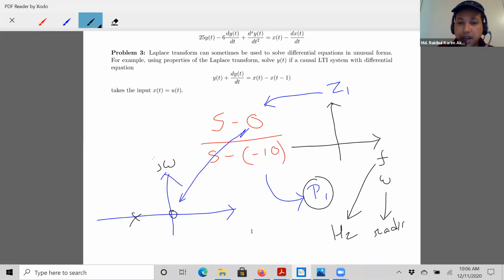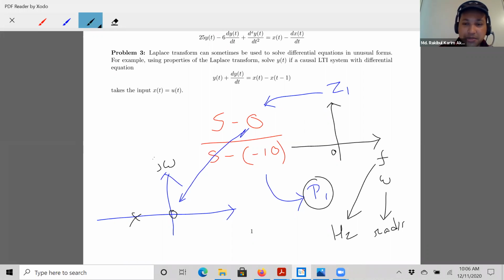So how does the high pass filter look like? High pass means it only passes high frequency. Similarly, low pass means it only passes low frequency. Band pass means it only passes a region of frequency. It does not pass very low frequency, it does not pass very high frequency. It only passes a narrow range of frequency. Similarly, band reject filter means it does not allow a narrow band of frequency.